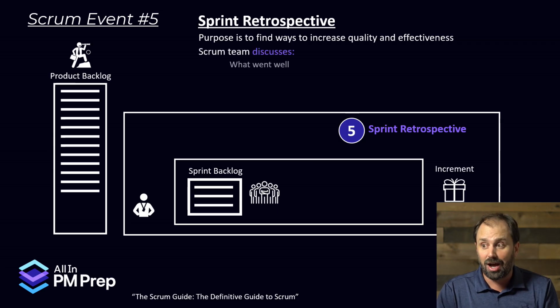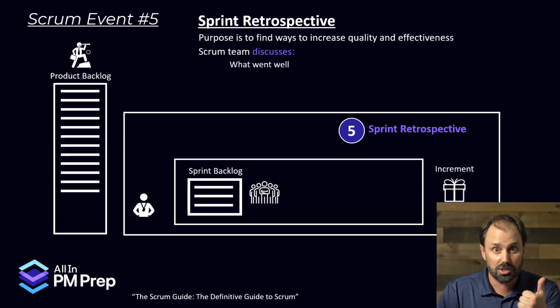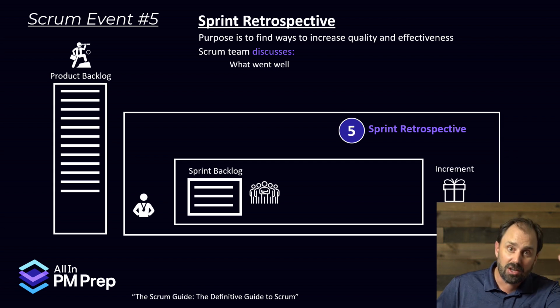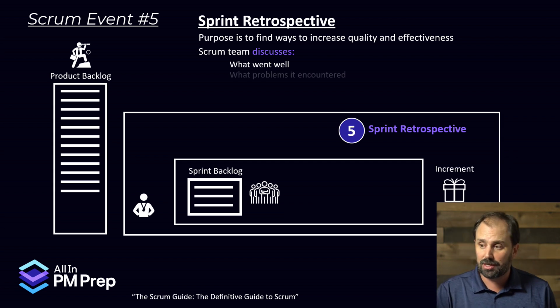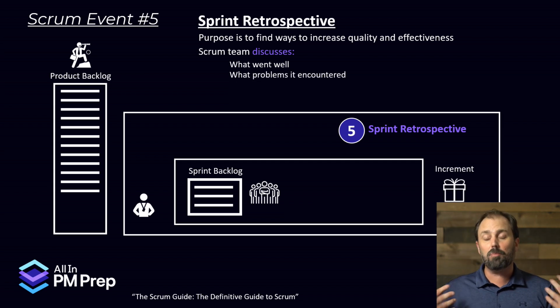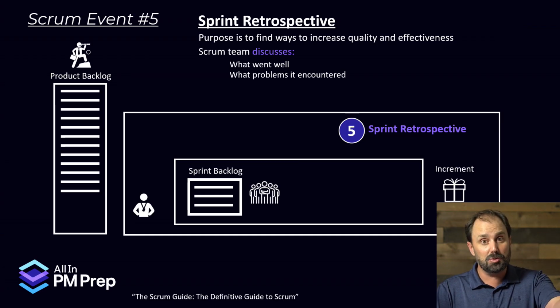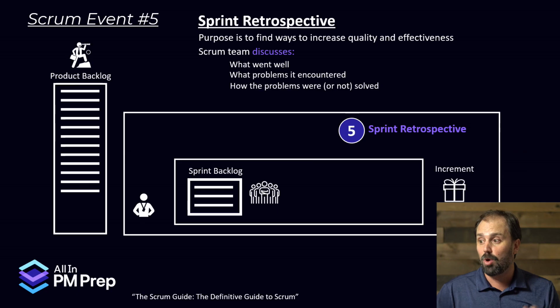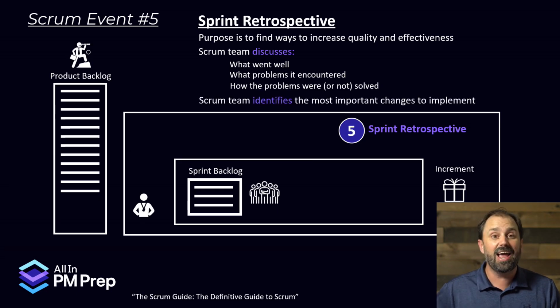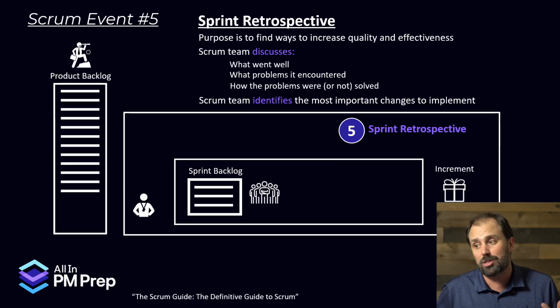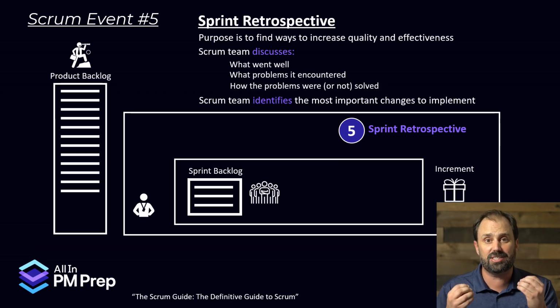And they discuss what went well during the sprint. Like, what did we do well? What were the interactions like? All those things through all the events and meetings. And then what problems did we encounter, okay? So they want to say the smiley things and the frowny things, and what problems were or were not solved and why is what we want to understand. And through this conversation, the team is going to identify the most important changes that need to be made.